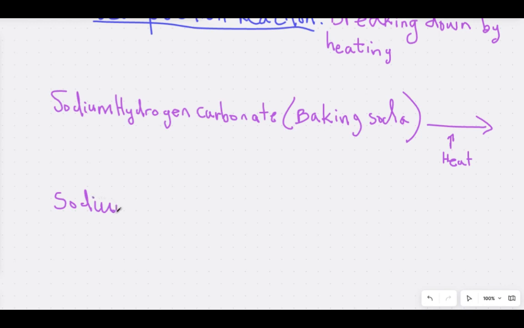Sodium hydrogen carbonate, when you heat it, it will decompose into sodium carbonate and also carbon dioxide. So you also get carbon dioxide from this. It decomposes to carbon dioxide, carbonate and sodium.